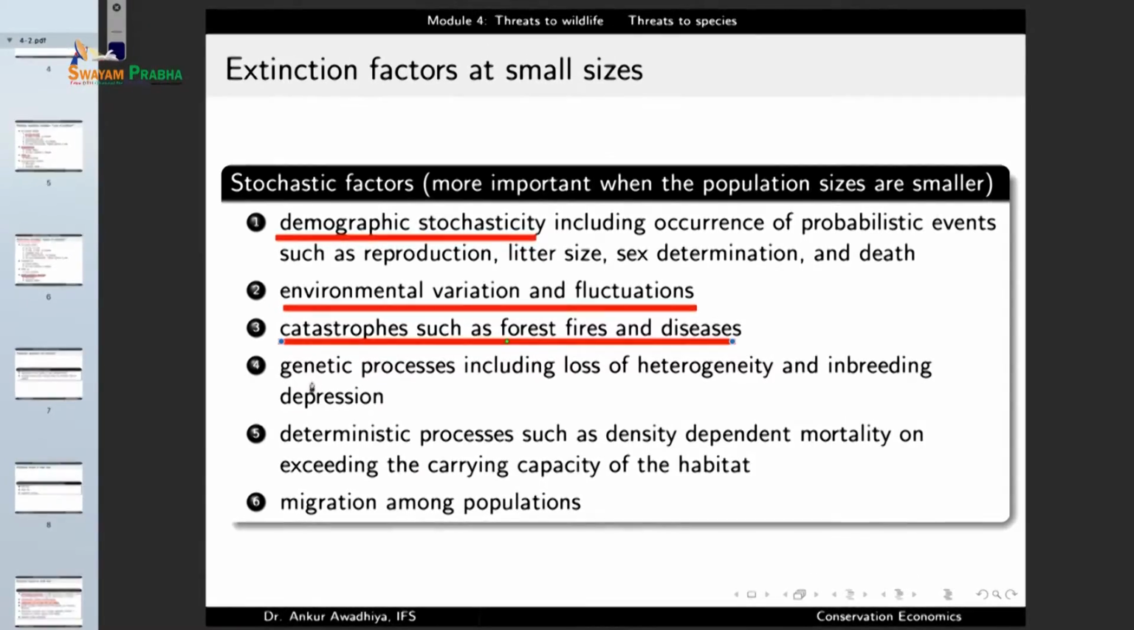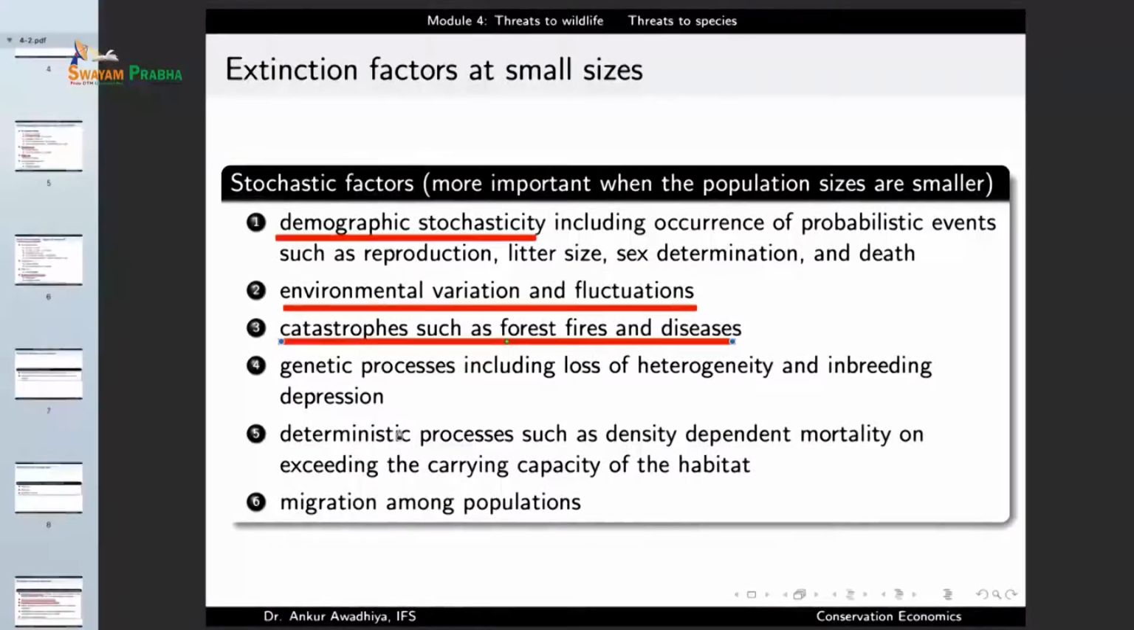Other stochastic factors include genetic processes such as loss of heterogeneity and inbreeding depression. Now, what we mean here is that in the case of a small population, it is possible that all the individuals that are there in the population are related to each other. And in that case, when a breeding happens between these individuals, it is possible that you have breeding between brothers and sisters, or you have breeding between parents and children. When that happens, the recessive alleles that are there in the individuals get a chance to express themselves.